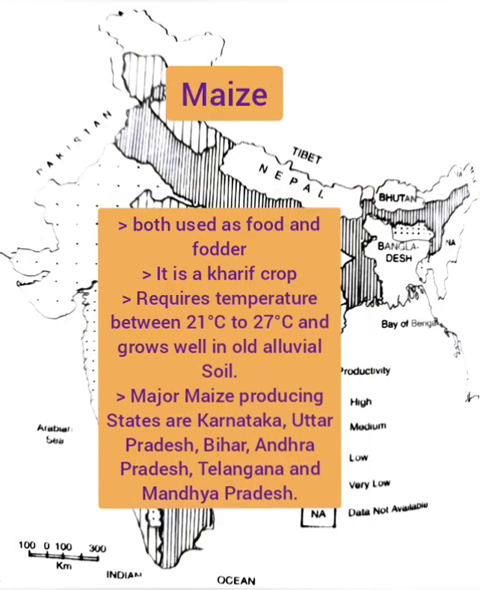Next is maize, used both as food and fodder. It is a Kharif crop, requires a temperature of 21 degrees centigrade to 27 degrees centigrade. Grows well in old alluvial soil. Major maize producing states are Karnataka, Uttar Pradesh, Bihar, Andhra Pradesh, Telangana and Madhya Pradesh.